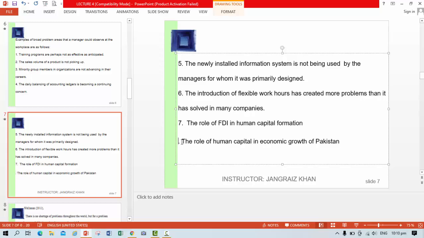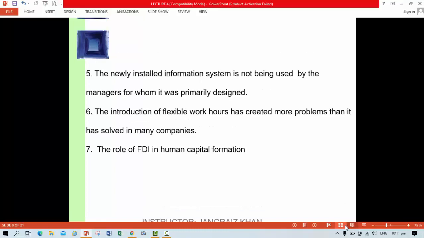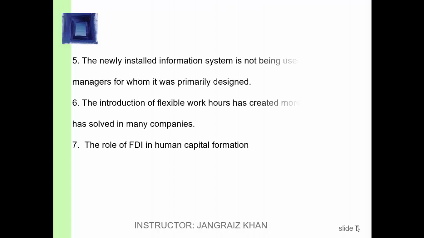For students like you, you can have the role of human capital, the role of FDI in human capital formation. Similarly, the role of human capital in economic growth of Pakistan. You can observe what is the role of human capital in economic growth. Why do we invest in education? Why do we invest in R&D? These can be some of the examples of research problems.